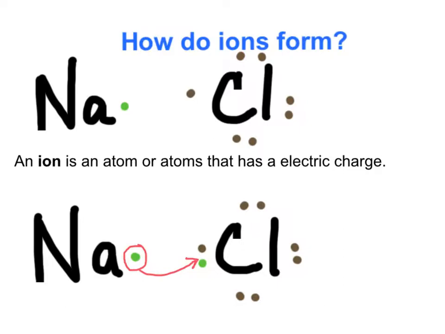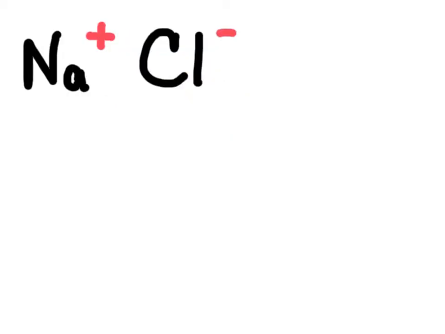When a neutral atom loses a valence electron, it loses a negative charge. It becomes a positive ion. When a neutral atom gains an electron, it gains a negative charge. It becomes a negative ion. Sodium, a positive ion, and chlorine, a negative ion, are considered common ions.